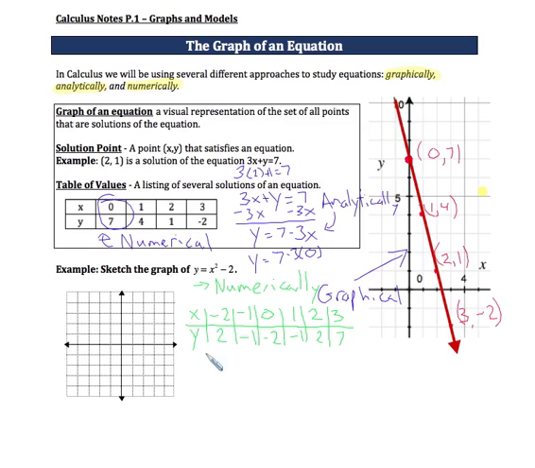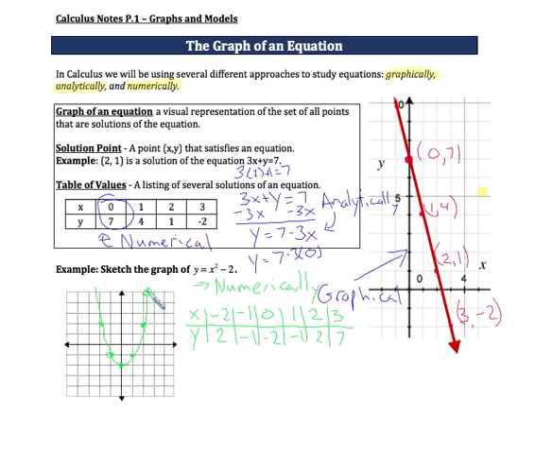Once you get your table of values, we're going to plot each one of these points. So we have (-2, 2), (-1, -1), (0, -2), (1, -1), (2, 2), and (3, 7), which is kind of up off the chart. So we can see kind of what our curve should look like. I'll freehand this. It's kind of hard using the pad.